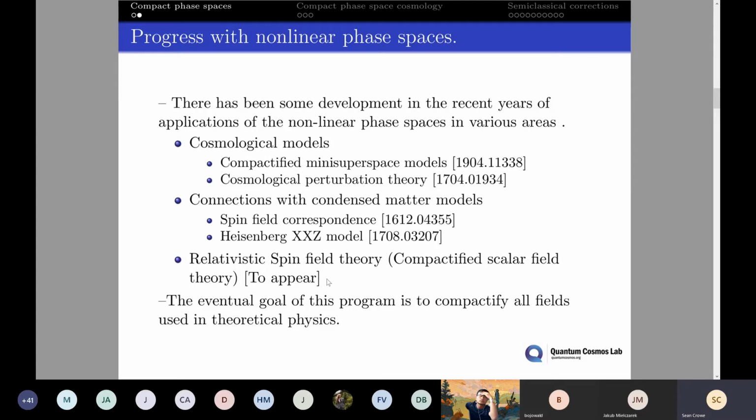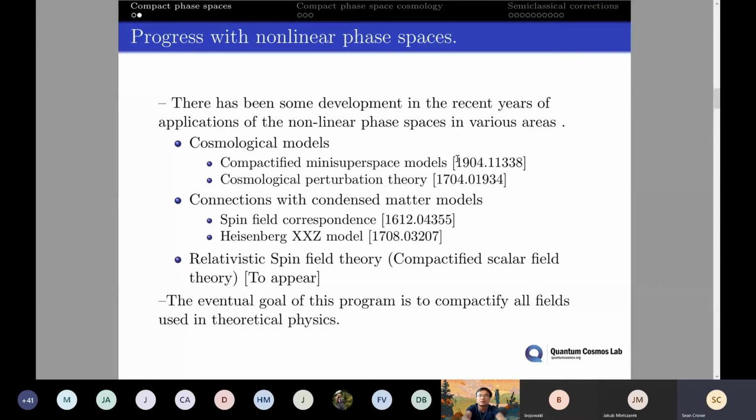In recent years, there's been a lot of development in this area. In particular for cosmological models, compactified minisuperspace models were explored here by Artigas, Rovelli, and Milcharek. One of the main findings there is that when one compactifies the phase space of gravity in a cosmological setting, one finds not only a big bounce, but also a big contraction. In this setting, the universe has a maximum volume it can reach before it starts contracting.